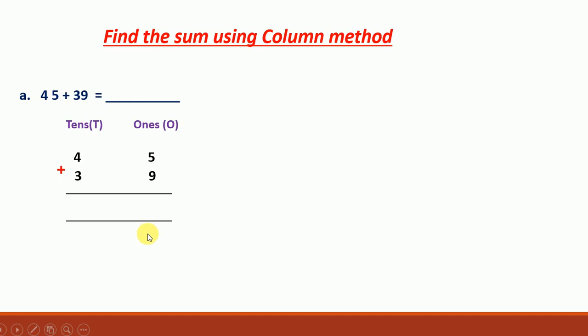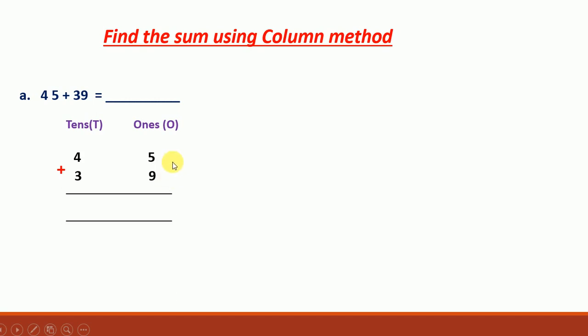In the first number we have 5 ones. In the second number we have 9 ones. Add the ones first. To make it faster, in the ones place we have 5 and 9. Keep the bigger number in your mind, and take the smaller number on your finger and count forward.